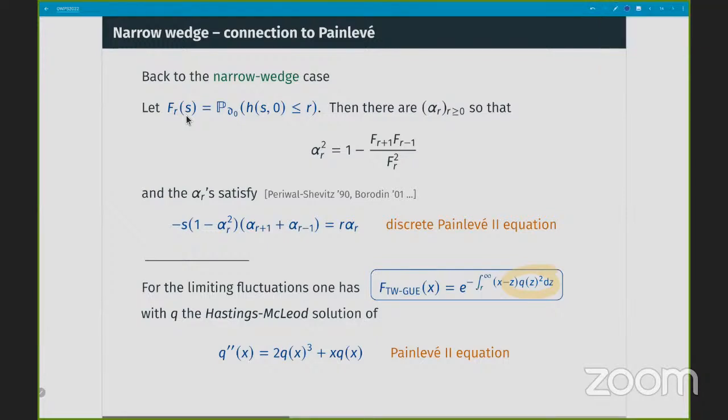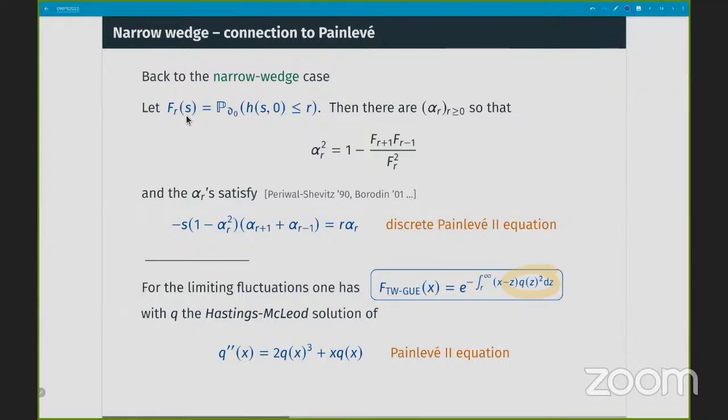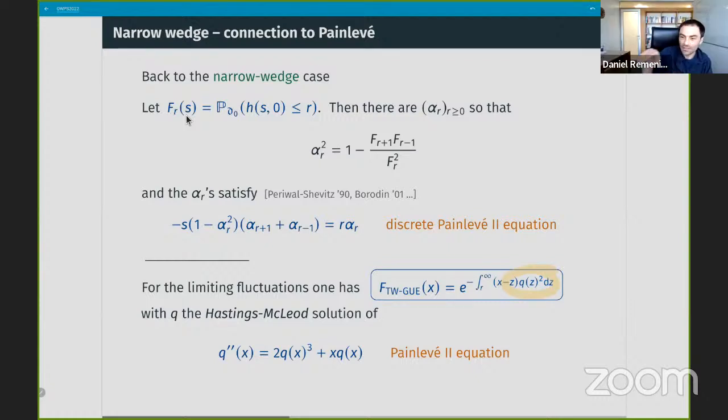Sorry, what is R in the integral? R is a typo. R is X. It should be X. Okay, thank you. Yeah, thanks for the question. So actually, R in X here is continuous. I was using R for the discrete quantity. So yeah, it's just a typo.